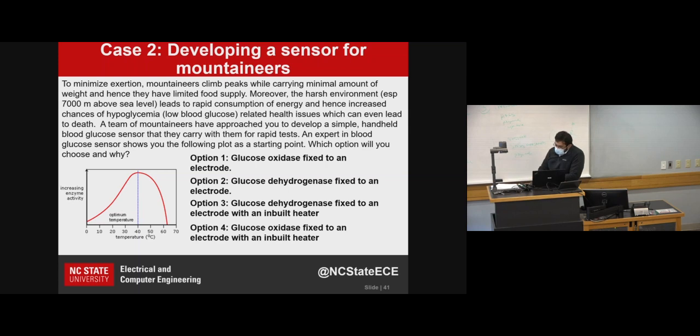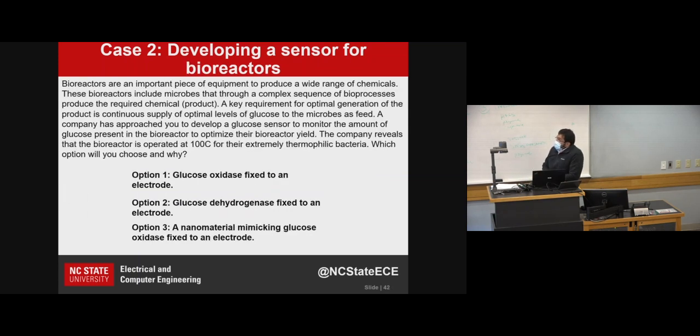which option would you select as the best route for developing your glucose sensor? Okay. And the third and last case is designing a sensor for a bioreactor. Again, here the same analyte, glucose. In a lot of these companies, chemical companies, biopharma companies, they have these big bioreactors, and they basically culture or grow these microbes and other living organisms. And these organisms produce specific chemicals, which is basically the chemical that they want. Okay, so they will take that chemical for profits.